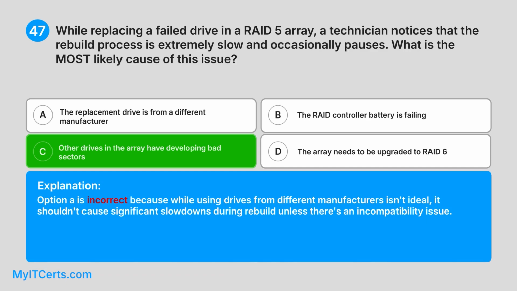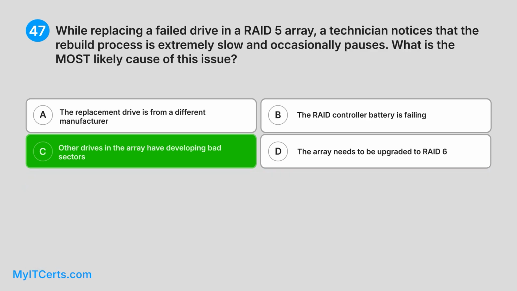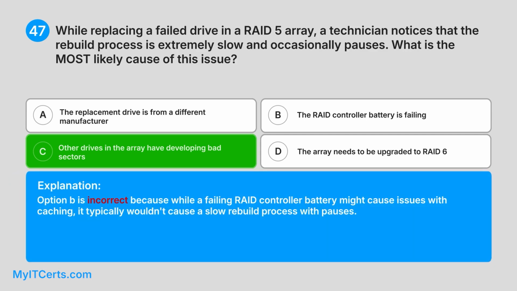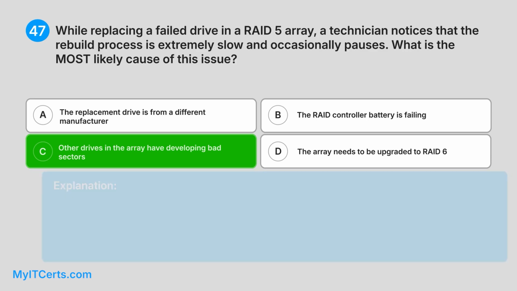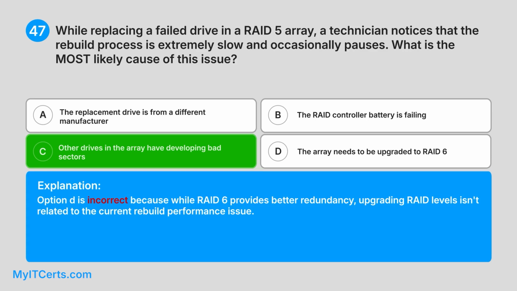Option A, the replacement drive is from a different manufacturer, is incorrect because while using drives from different manufacturers isn't ideal, it shouldn't cause significant slowdowns during rebuild unless there's an incompatibility issue. Option B, the RAID controller battery is failing, is incorrect because while a failing RAID controller battery might cause issues with caching, it typically wouldn't cause a slow rebuild process with pauses. Option D, the array needs to be upgraded to RAID 6, is incorrect because while RAID 6 provides better redundancy, upgrading RAID levels isn't related to the current rebuild performance issue.